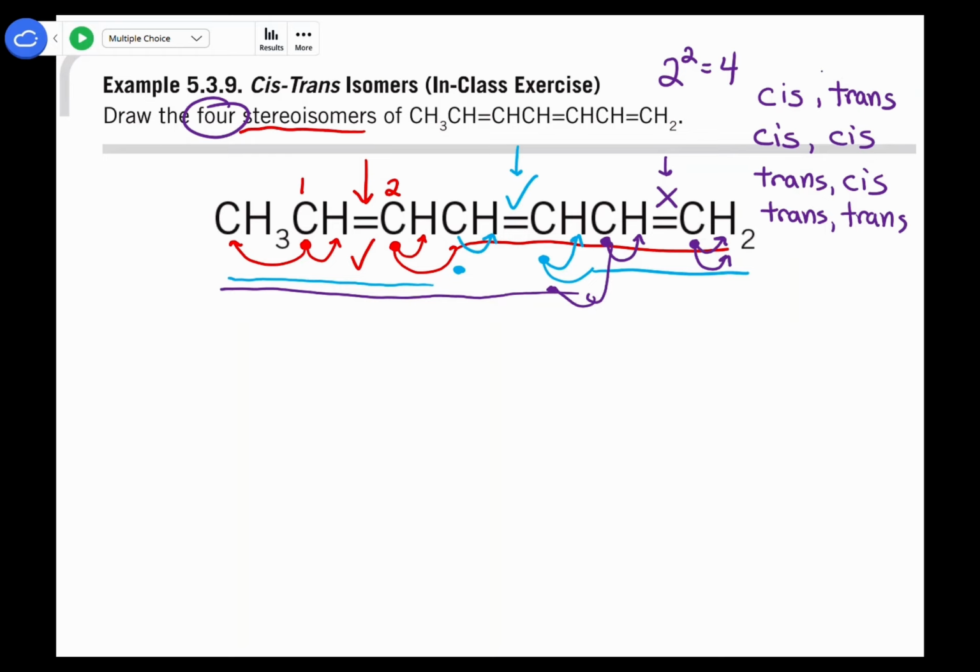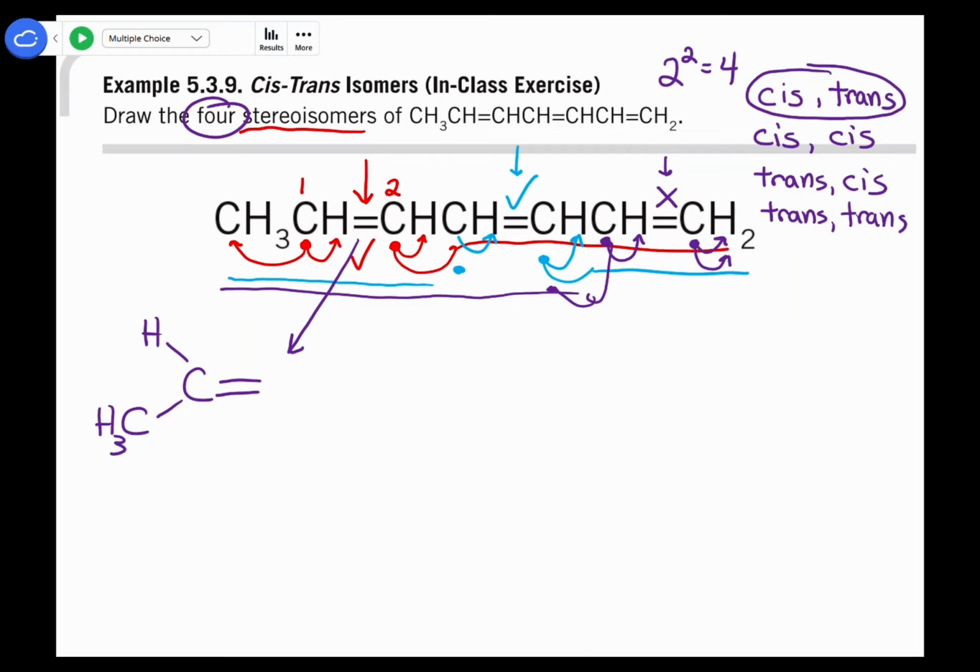So I'm going to start with a cis and trans arrangement. Now, my strategy when I have to do this type of thing is to choose the first double bond and build my structure around that. So I'm going to start with my double bond here. I'm going to draw the carbon on the left with its hydrogen and methyl group.